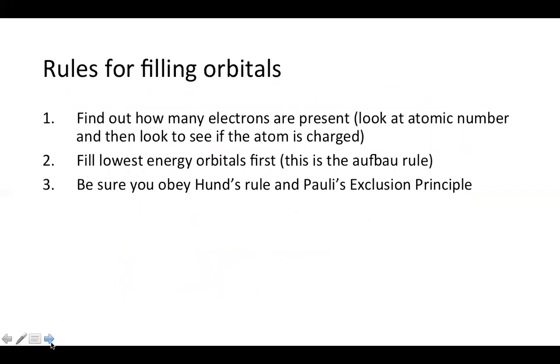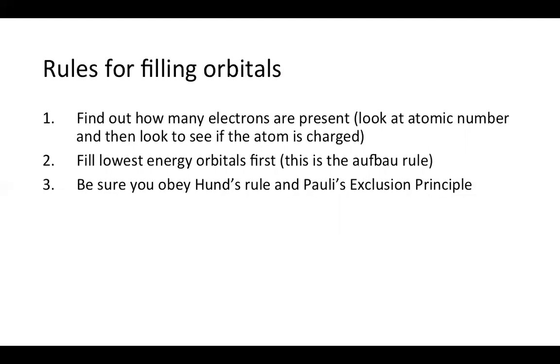Now, when you're filling these orbitals, you need to follow several rules. First, you fill the lowest energy orbitals first. So like we would start with the 1s and then move to the 2s and then move to the 2p. We call that the Aufbau rule. Then you also will have to obey Hund's rule and the Pauli exclusion principle.